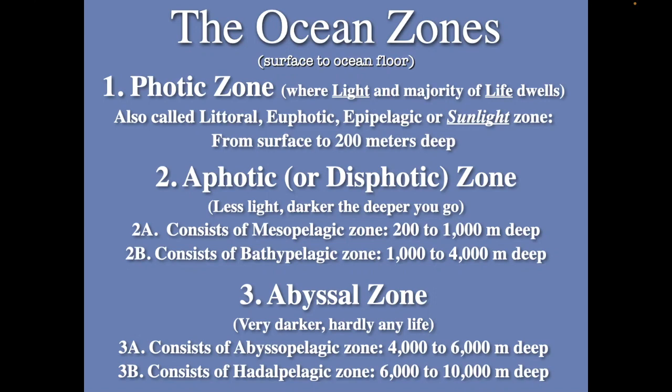Then as we reach that area of 4,000 meters deep, generally around that area, we're going to get to the abyssal zone. And this is extremely dark, hardly any life in this area. And basically, we're going to divide it into 2 parts again, into the abyssal pelagic zone, which is 4,000 to 6,000 meters deep, and the hadopelagic zone. So you can think about Hadal like Hades down at the bottom. So this is 6,000 to 10,000 meters deep.